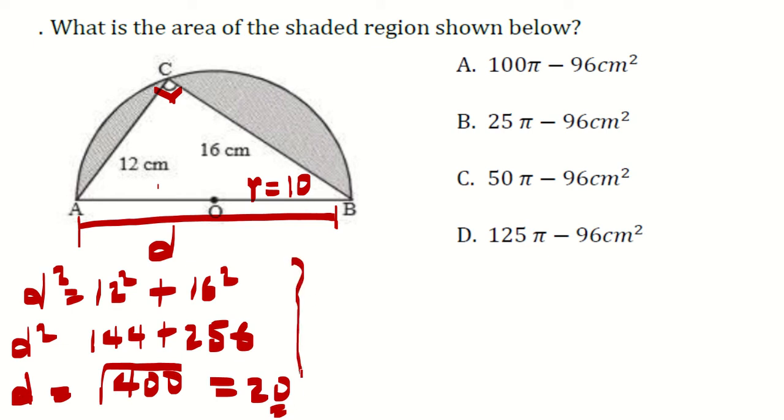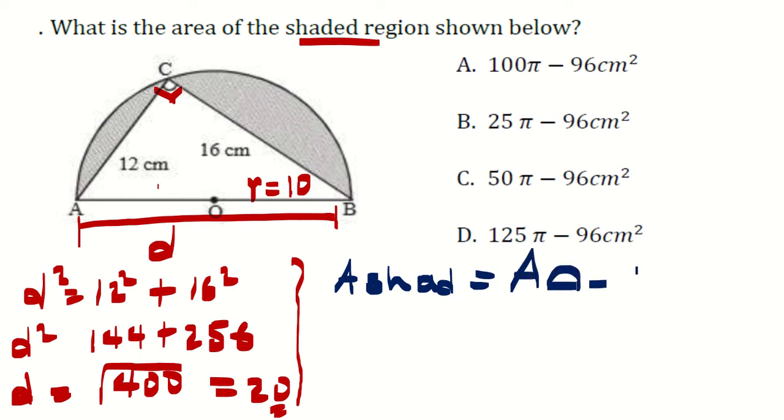Now, at this time, what is asked? The area of the shaded. So we need to state first the formula. What is the area of shaded? The area of the shaded region is equal to the area of the semicircle minus the area of the triangle. Keep this in your mind, and let's find each of them separately in another page. Okay, but don't forget the radius of the circle, it is 10.